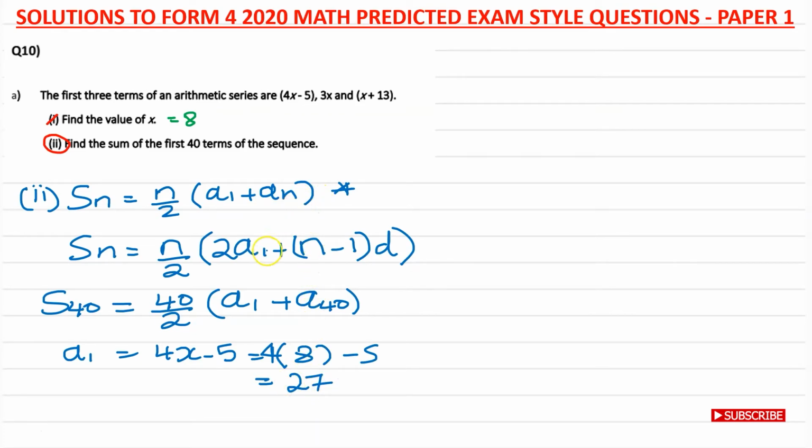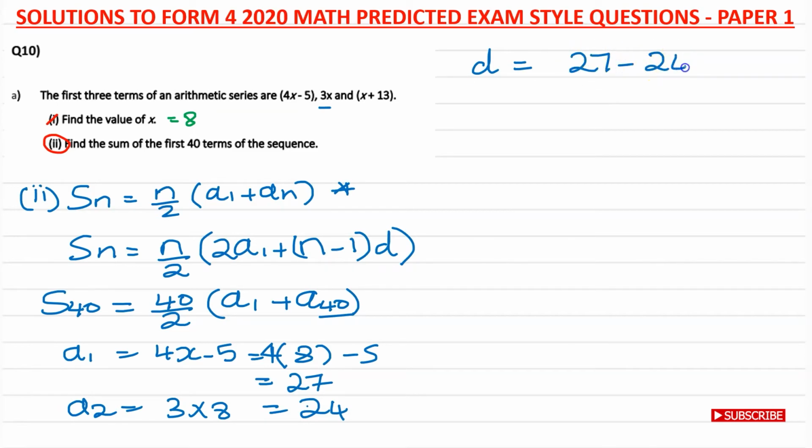Now, if I want to find A40, I need to know the common difference. So I need to find what A2 is in order to find the common difference. Now, A2 is given as 3x over here, so 3 times 8, that's going to be 24. Now then, I can say the common difference d is going to be equal to 27 take away 24, which is 3. So now I know what A1 is, and I know the common difference.